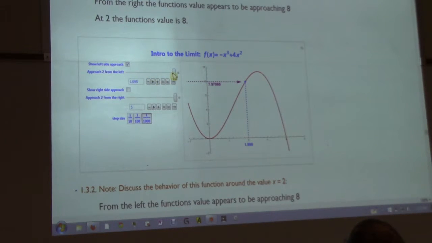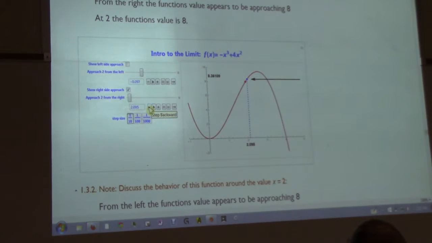Now, does it work the same way if I come in from the other side? So let me come in from the right side. As I come in, what's the value of the function right here? A little bit bigger than 8? I actually go up above 8, don't I? But as I get closer to the value of x being 2, the y value is approaching what? It is approaching 8.